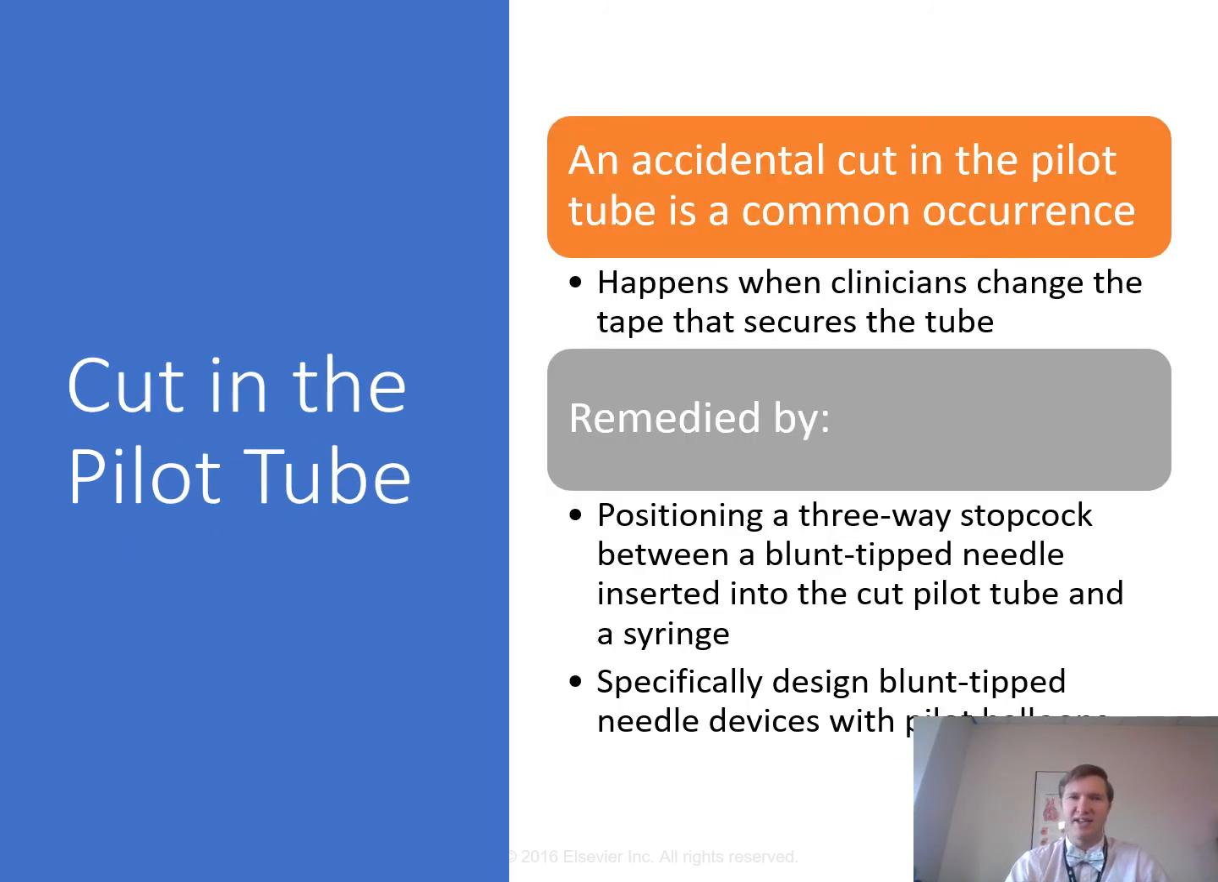All right, what if there's an accidental cut in the pilot balloon? Like I said before, this is a common occurrence. It usually happens when we tape a tube versus use a securing device. The big thing is to position the three-way stopcock between a blunt tip needle inserted into the cut pilot balloon, and use a syringe. There are specially designed kits for this as well. So it's something that you can fix pretty easily. A pilot balloon repair kit a lot of times, and then if need be, you could always replace the airway as well.